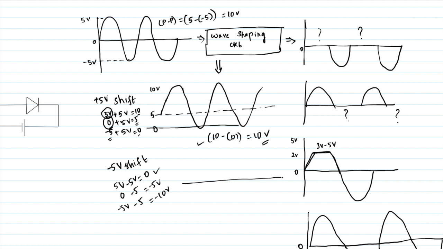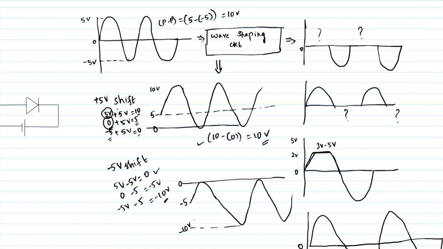Similarly now, here 0 is now starting at minus 5, then your positive peak is at 0, and your negative is at minus 10. So your diode will look like this.